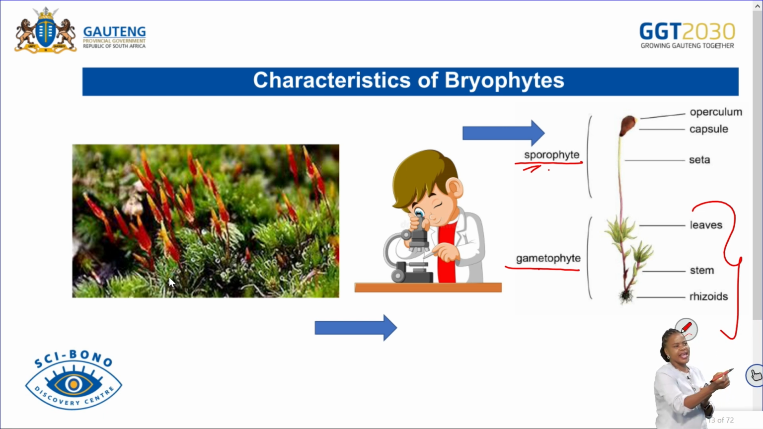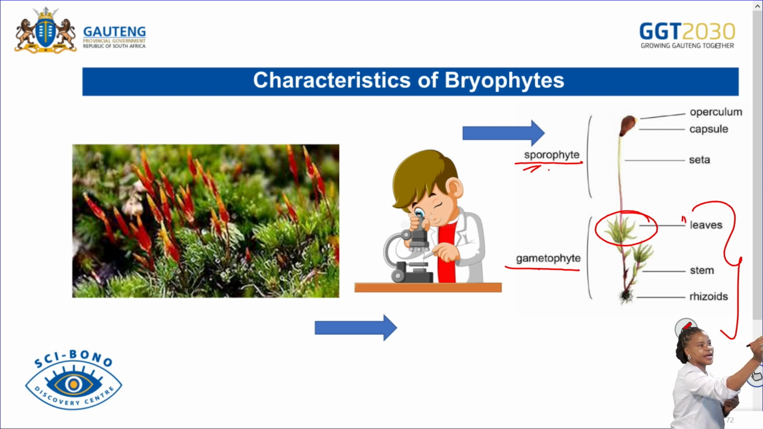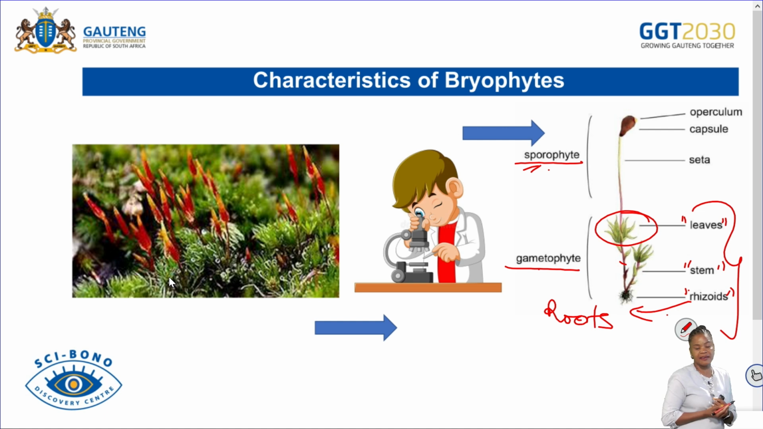The gametophyte generation is made up of leaves, and these are not true leaves; they are referred to as leaflets. It is also made up of the stem, which is not a true stem. And lastly, it is made up of rhizoids. The rhizoids are the false roots. In other words, instead of having roots, they rather have rhizoids.